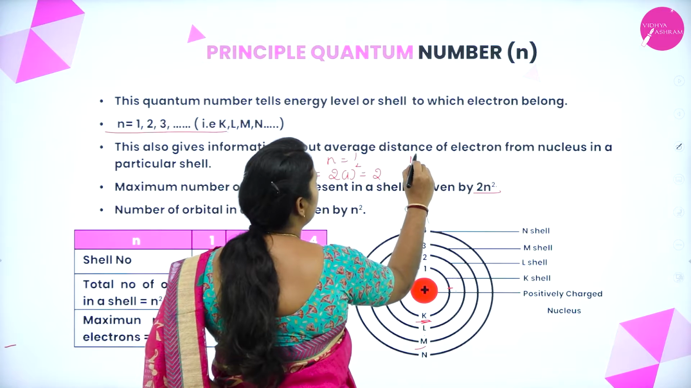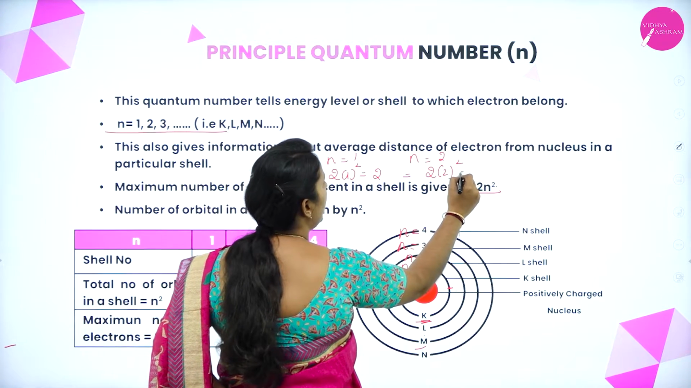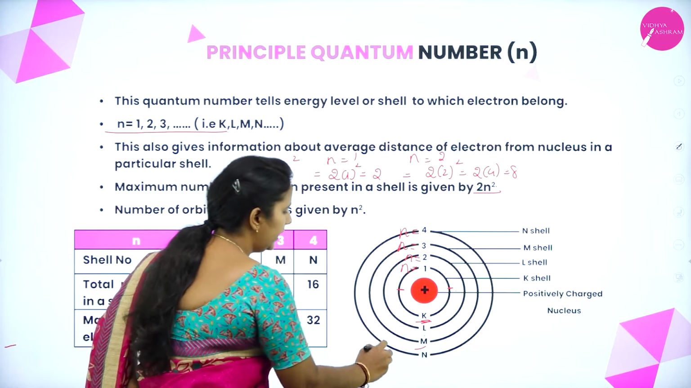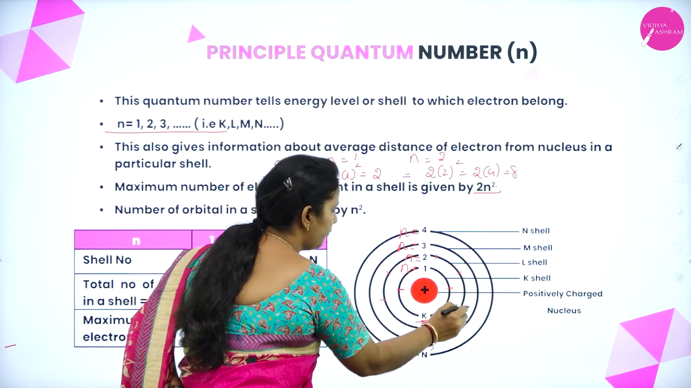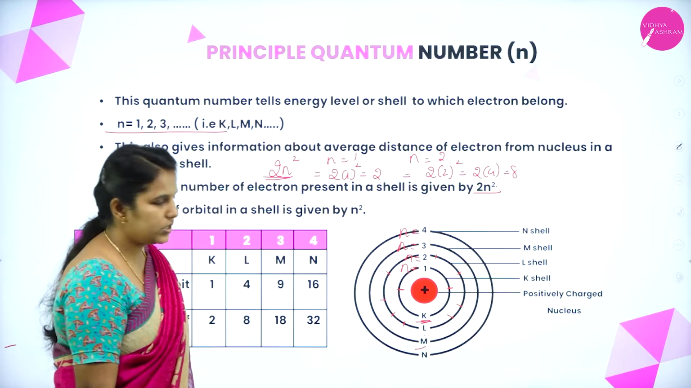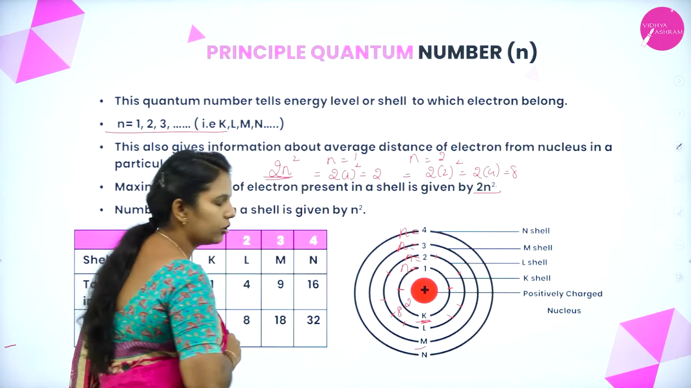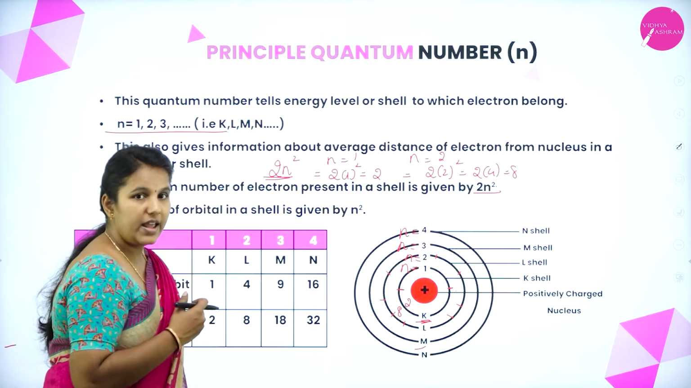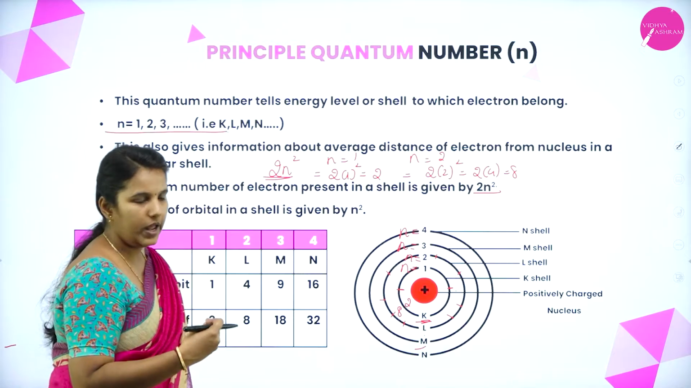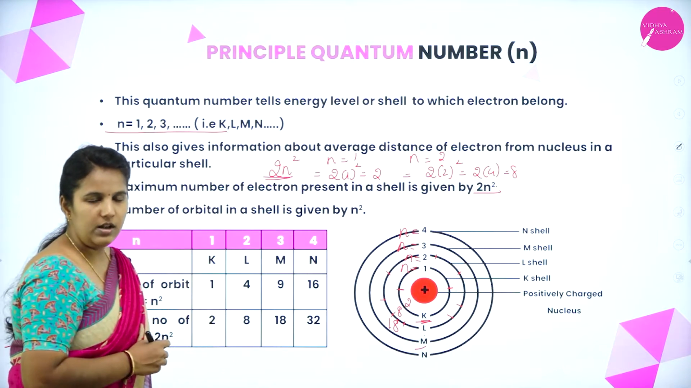Suppose n is equal to 2, then the equation becomes 2 into 2 squared, so it is 2 into 4, which is 8. That is, in the L shell, we can fill a maximum of 8 electrons. Understood? So in the K shell, only 2, whereas in the L shell, 8 electrons can be filled. Similarly, if n is equal to 3, by using the formula 2n squared, we come to know that 18 electrons can be filled in the M shell.